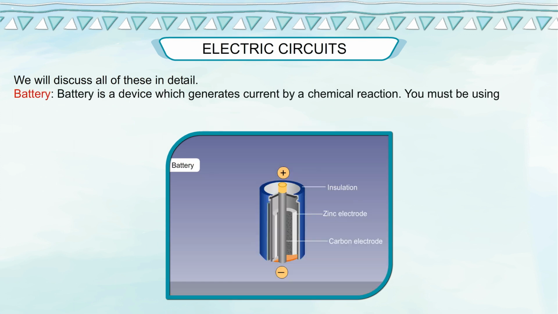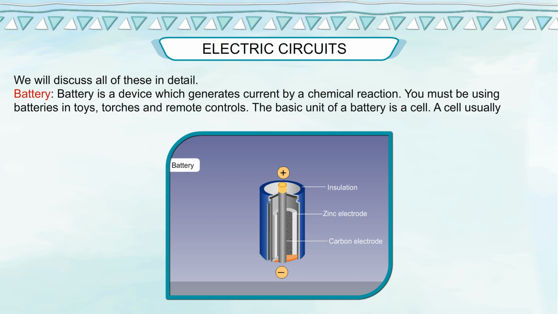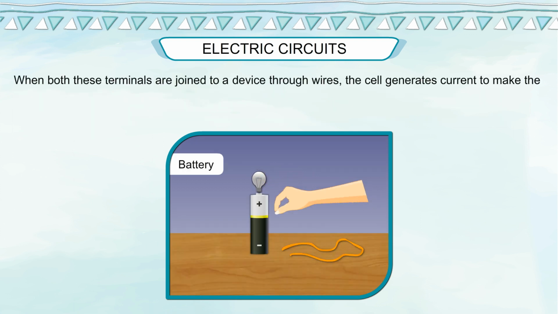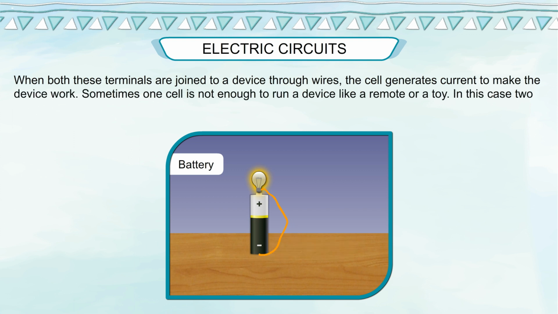Battery. Battery is a device which generates current by a chemical reaction. You must be using batteries in toys, torches and remote controls. The basic unit of a battery is a cell. A cell usually contains a metal container filled with chemicals and a carbon rod. It has a positive and a negative terminal. When both these terminals are joined to a device through wires, the cell generates current to make the device work.